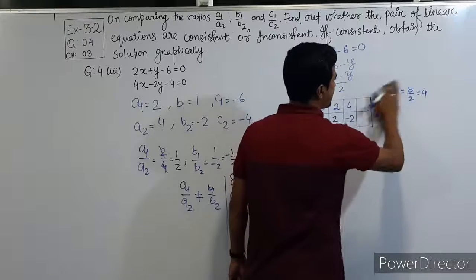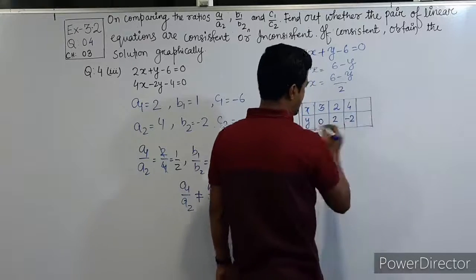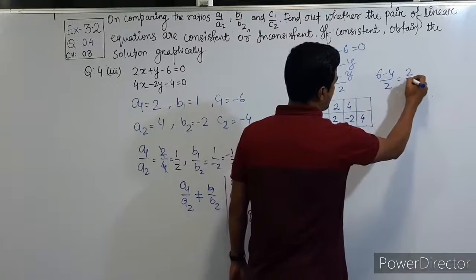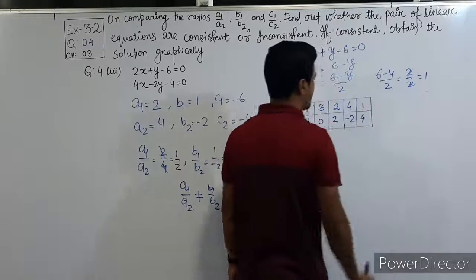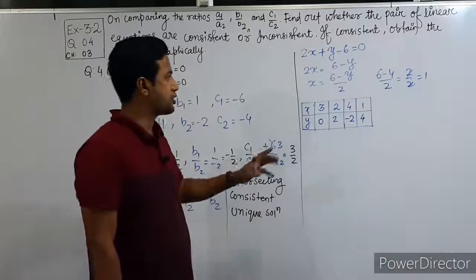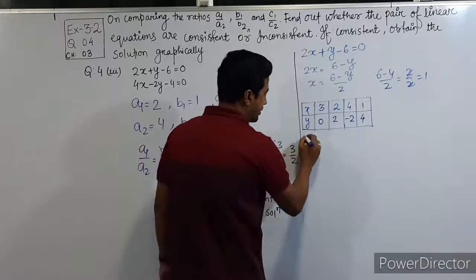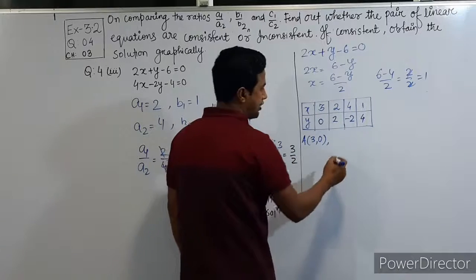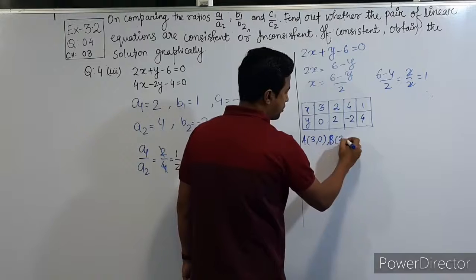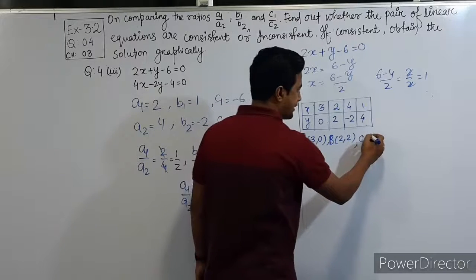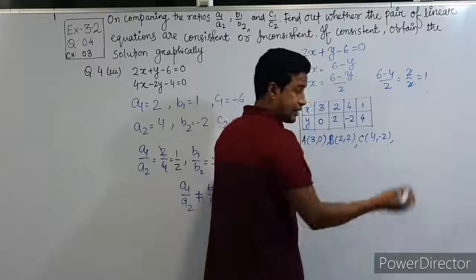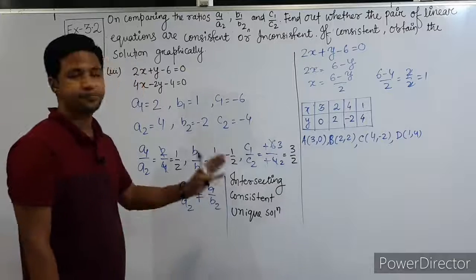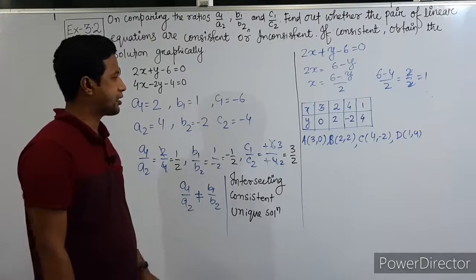Let's take one more point. Let's take y equal to 4, for example. So 6 minus 4 upon 2, I got 2 upon 2. After cancellation, I got 1. So this is the solution for the first equation. Here we got 4 points. Remember, the first will be the x value, the second will be the y value. So the points are a (3, 0), b (2, 2), c (4, -2), and d (1, 4). These are the 4 points I got from here. Now let's go to the second equation.